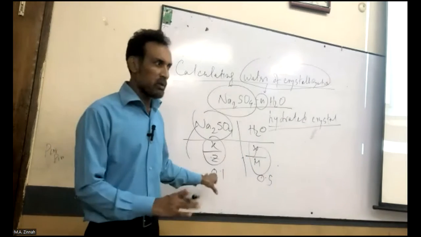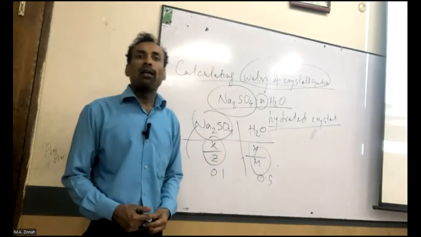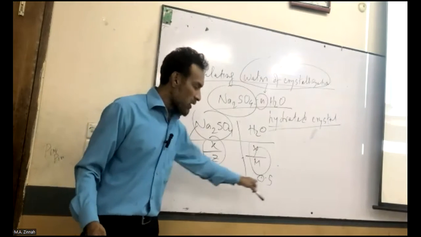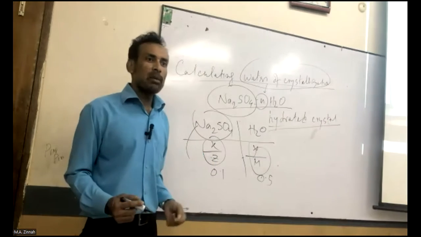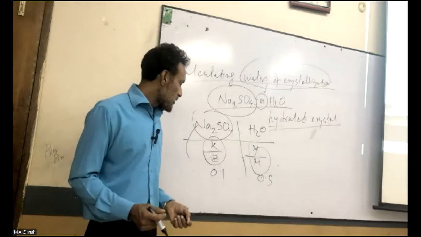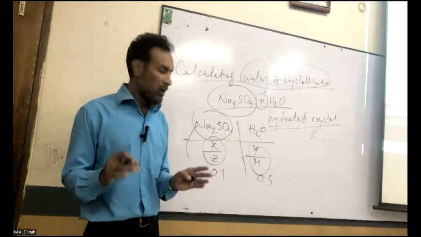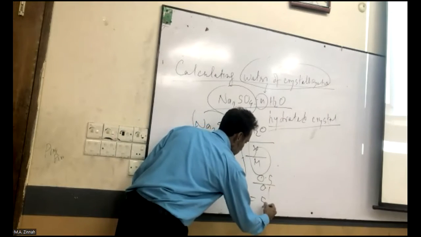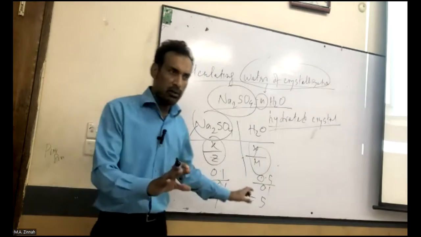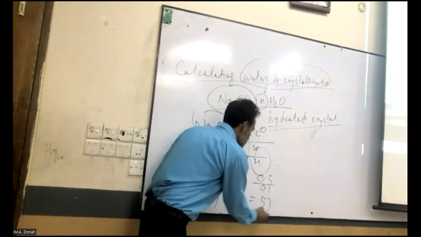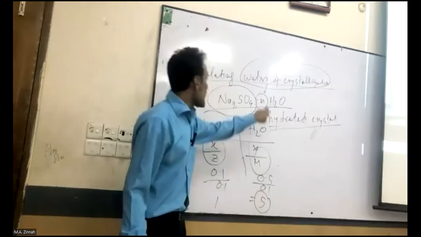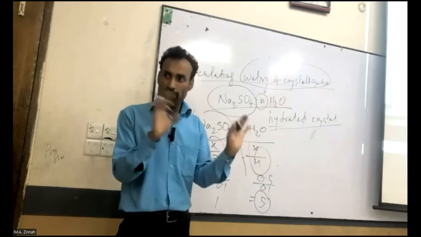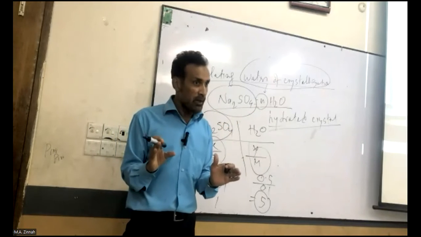If you get moles like 0.1 and 0.5, then you convert them into the simplest ratio. How to convert them into the simplest ratio? Divide with the smallest number. If you divide both of them by 0.1, what do you get? 5, and this is 1. So this calculation is finished, and you get 5 here. This 5 is the value of n. Understand?